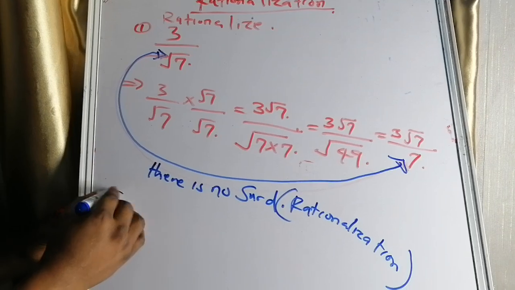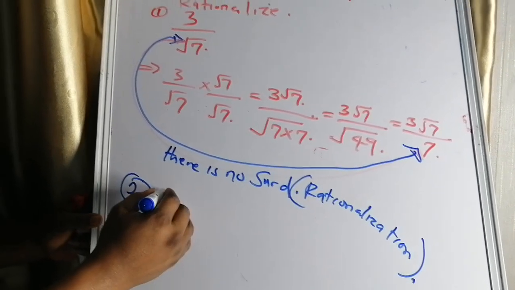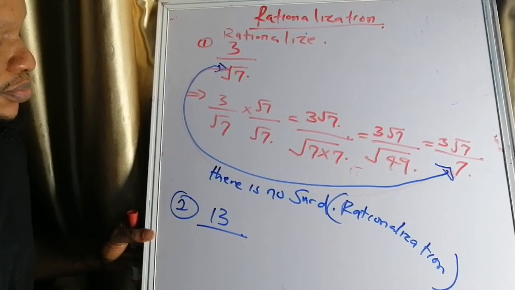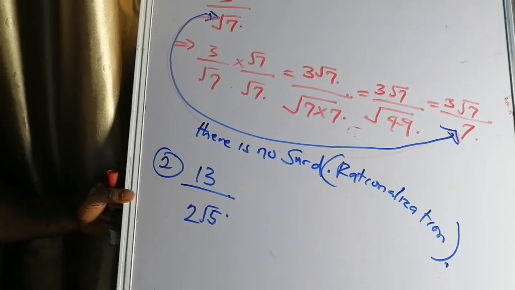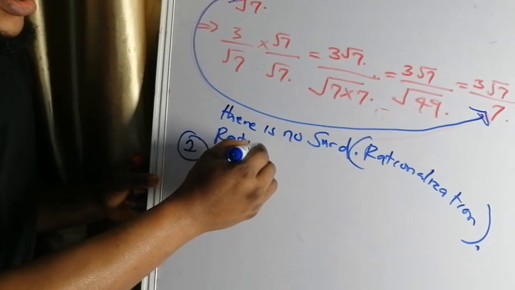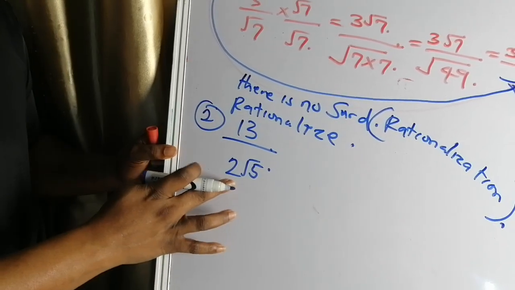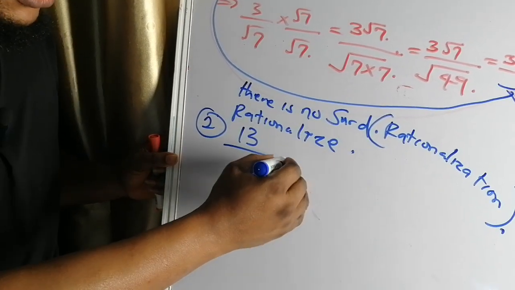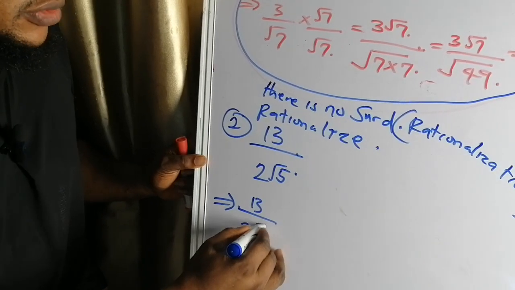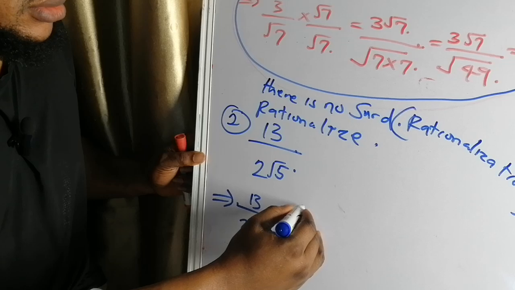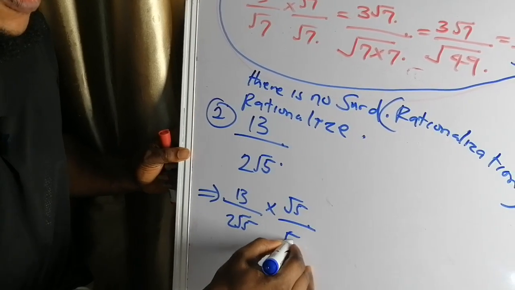Let me say number 2 now. Let me give you another one. Let's say we have 13 over 2 root 5. And they ask us to rationalize this. Rationalize. Now from here, I can rationalize. All I just need to do is 13 over 2 root 5 times root 5 over root 5.